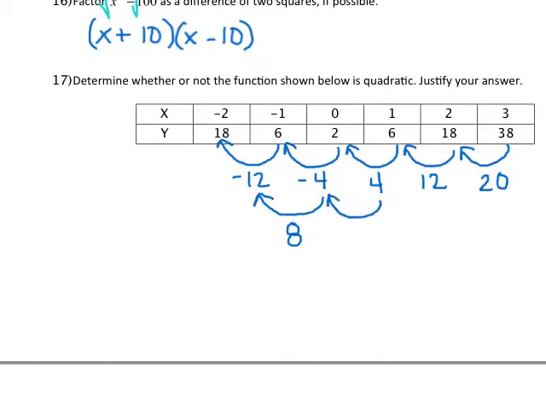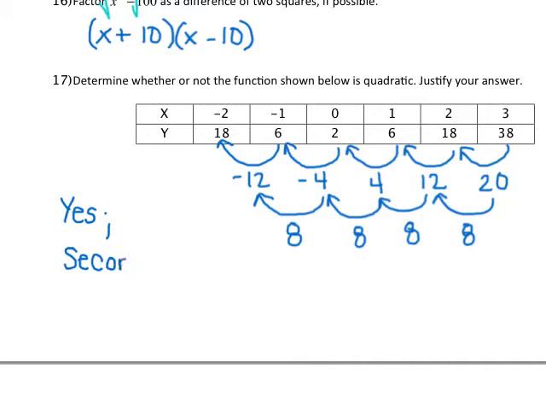4 minus -4 is +8. 12 minus 4 is +8. And 20 minus 12 is +8. So this would be my first differences. This is my second differences, and my second differences do all match. So I would say yes, this is a quadratic because second differences match. Okay, simple as that. All right, I'll pick up with the next page in a separate video.